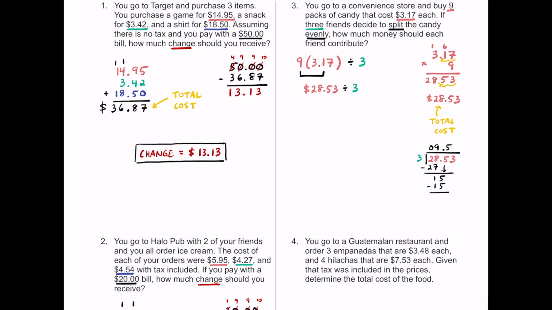We have a remainder of 0, that's fine. Bring down the 3. And now how many times does 3 fit into 3? Fits in 1 time. 1 times 3 is 3. And we have a remainder of 0.